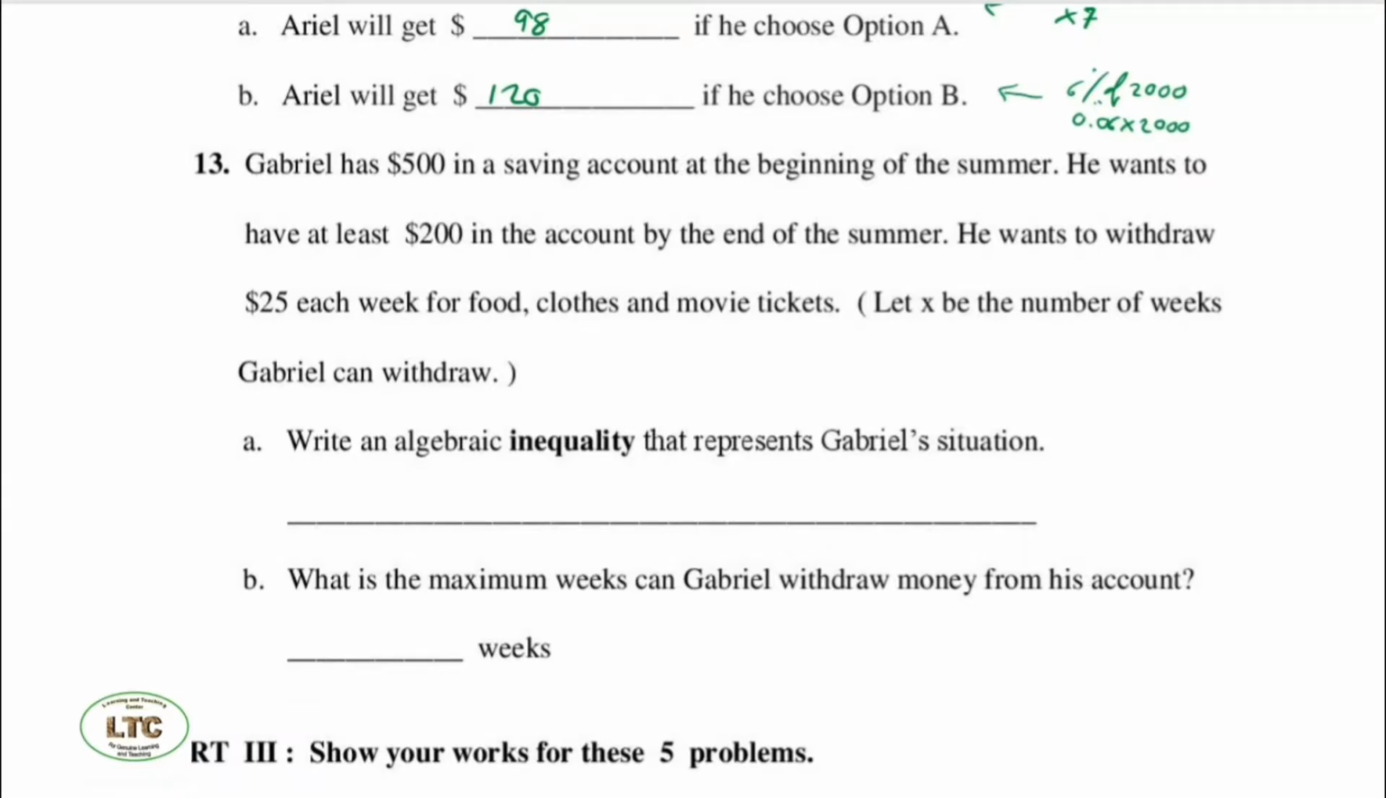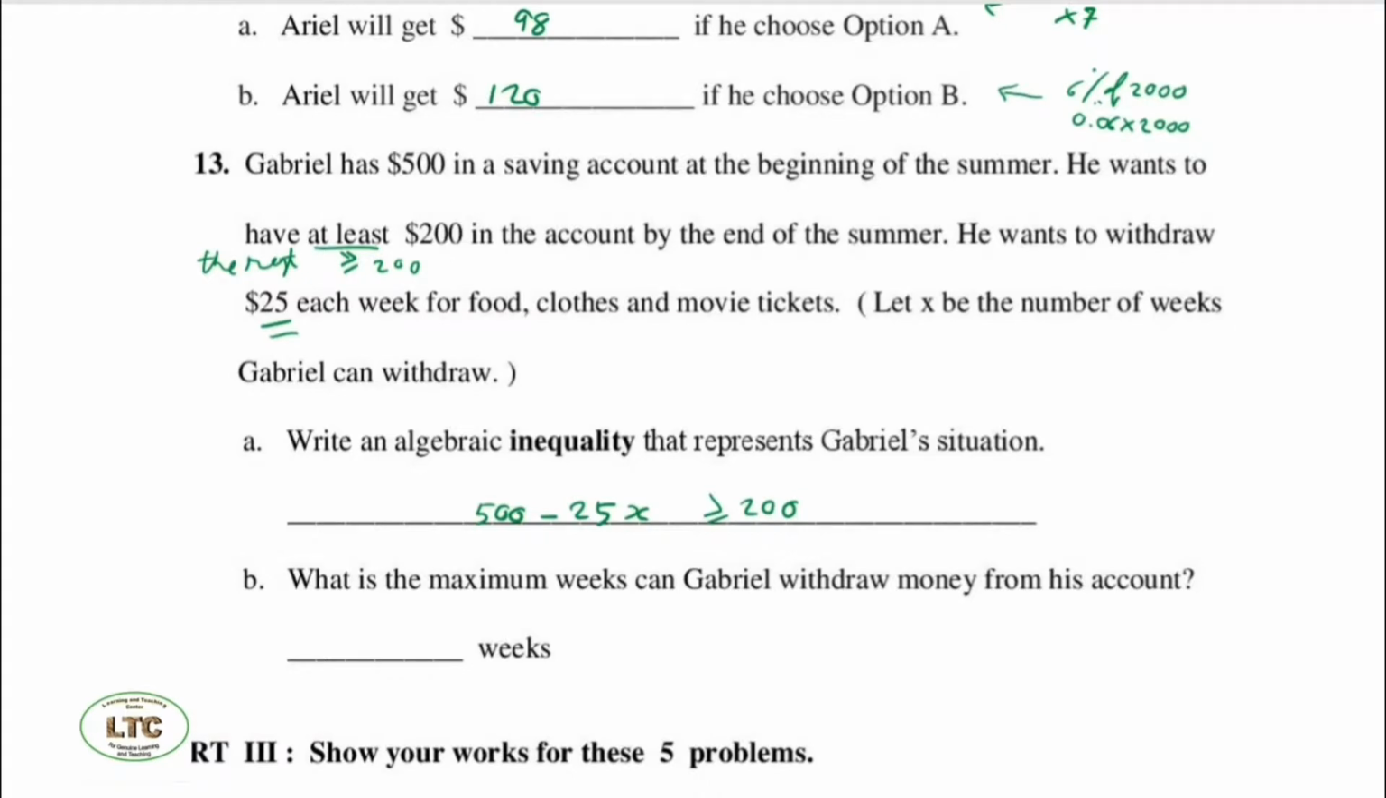So the inequality is "at least": the rest of the money must be at least 200. So greater than or equal to 200. So what is the rest of the money? Originally 500. 500 minus every week 25. How many weeks? x. So this must be satisfied.